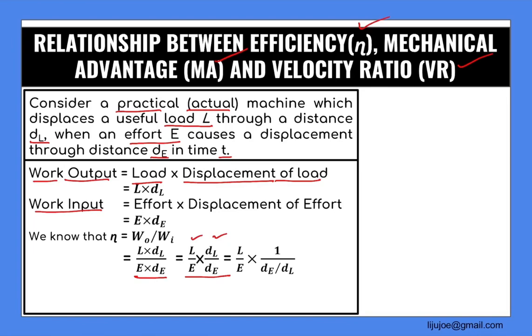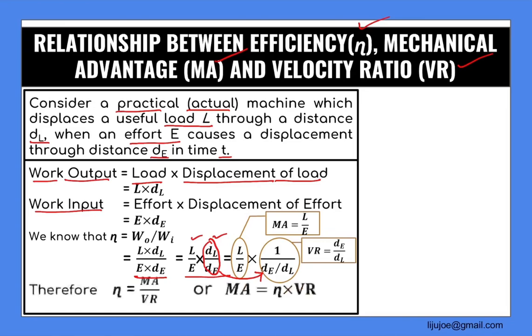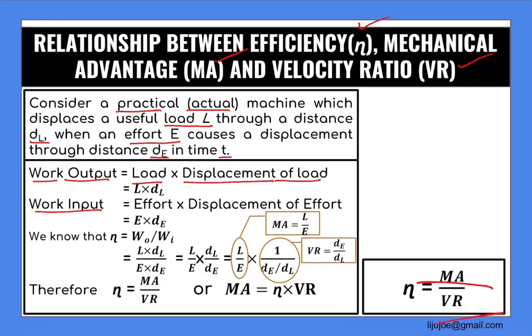So now looking at the first part, L by E. L by E is actually mechanical advantage. And the second part, DL by DE, we write in the reciprocal format, so it becomes 1 by DE by DL. So we know that DE by DL is actually velocity ratio. So from these expressions, we can write eta is equal to MA by VR, or MA is equal to efficiency into velocity ratio. So this MA came from L by E, and this VR came from the reciprocal of DE by DL. Okay. And therefore, eta is equal to MA by VR.